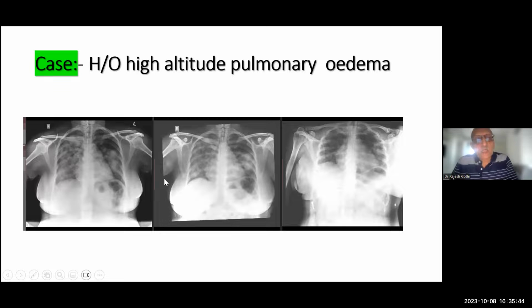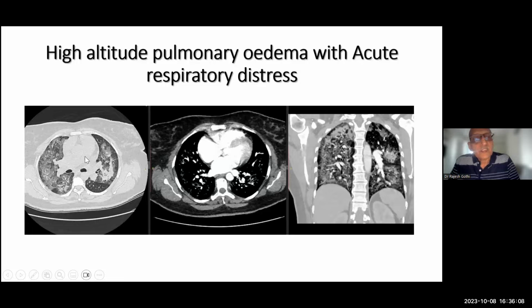Now, this is a patient who came to us with a history of, he was a soldier. He had come with a history of breathlessness. You can see that there are bilateral parenchymal opacities in both lung fields. He had been brought down from Ladakh, or I don't remember which place, but it was a high altitude area. And there were pulmonary opacities in both lung fields. This is again pulmonary edema.